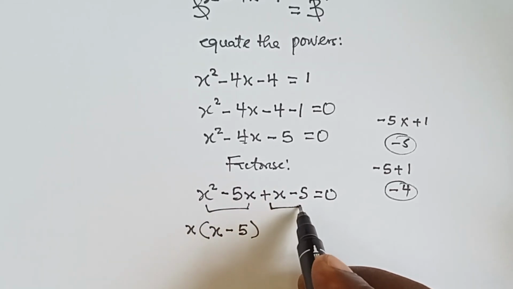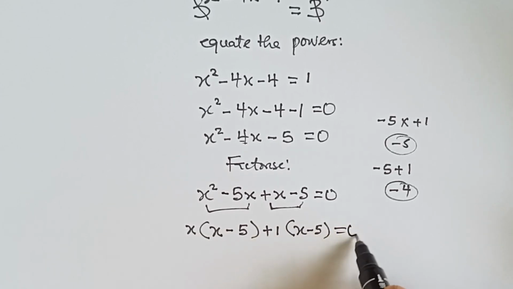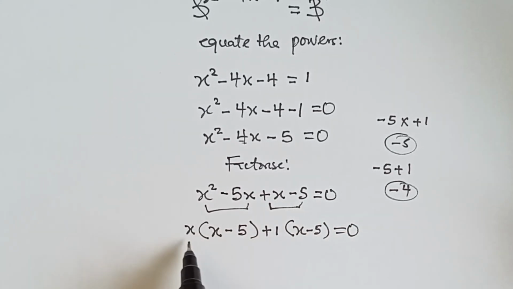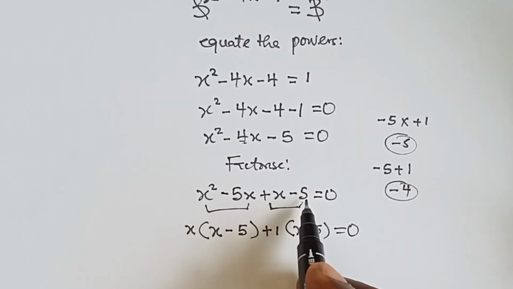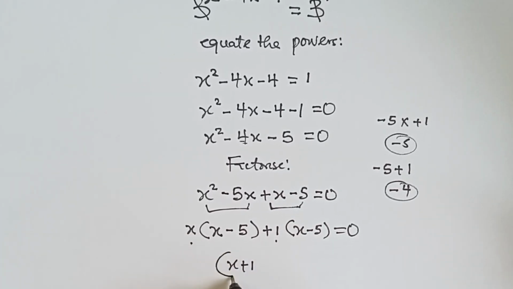Okay, now the last 2, plus 1 is common. We have x minus 5. Everything equals 0. Now, by the time you expand this bracket, you have this. And don't forget your bracket. What you have in this bracket must be equivalent to what you have in this bracket. Now, let's put this and this together. We have x plus 1. Then you take one of the 2 brackets, x minus 5. Everything equals 0.